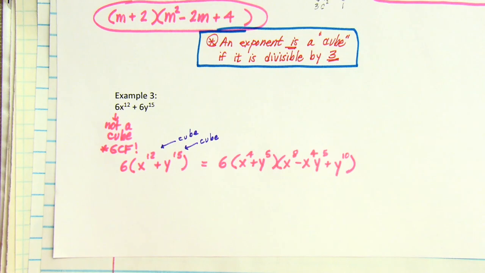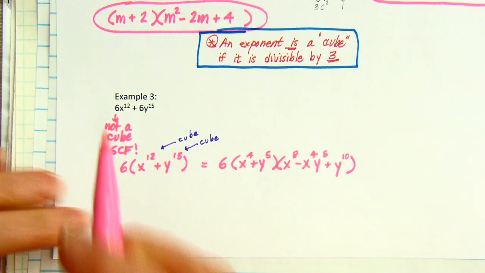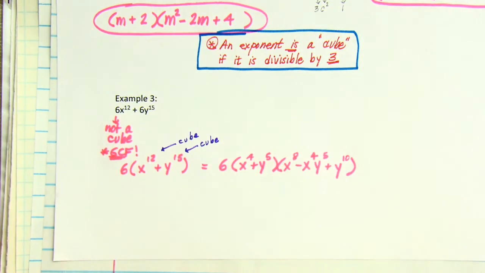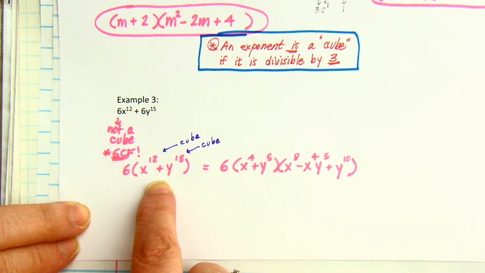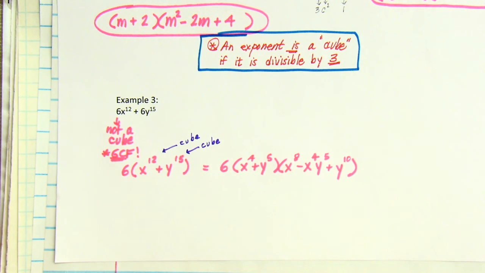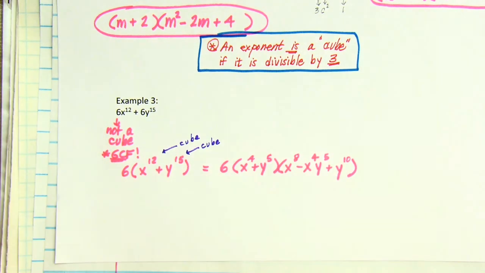All right, hopefully you paused the video. You should have seen that 6 was not a cube, right? There is no number when you multiply it by itself 3 times that's going to give me a 6. So it's not a cube. You should have seen a GCF, okay? GCF is 6. I could take a 6 out of here and here. And when I take that out, I end up with this expression inside the binomial. Look at the exponents. 12 and 15 are both cubes because 12 and 15 are both divisible by 3. The GCF part has to ride along. It's part of the final answer.